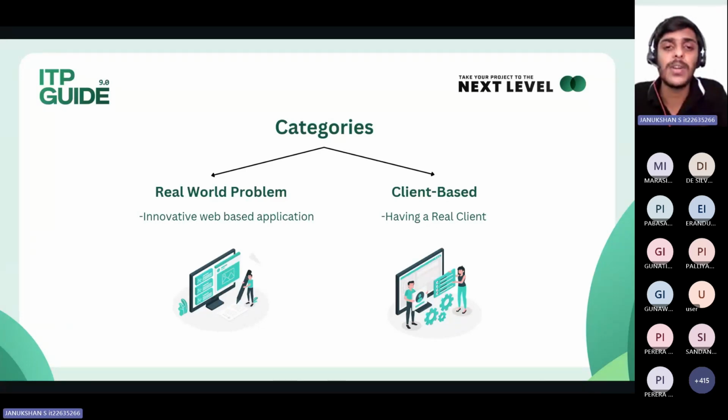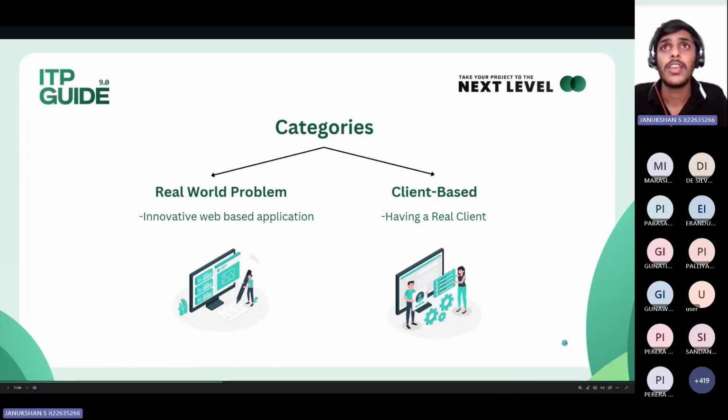And the next one is a client based project. Here you must have a real client, and it gives us basic industry level experience. So it is highly recommended, where you have to deal with a real client and you will act more responsibly. So we recommend you to do a client based project.